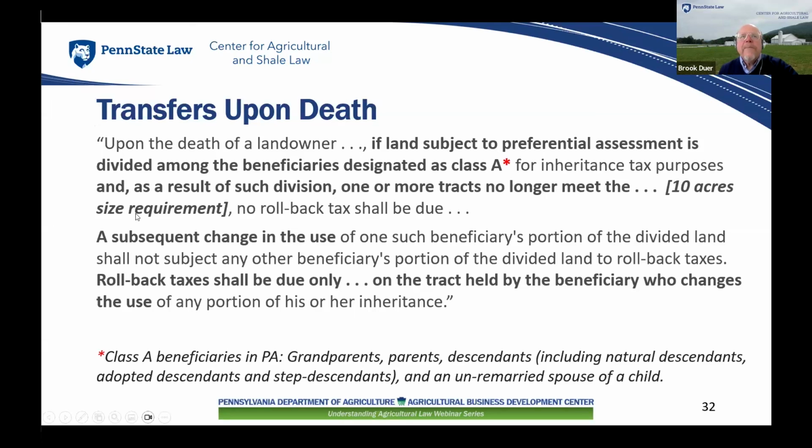Transfers upon death. There is a provision for transfers upon death that if you are in the right class of beneficiaries under Pennsylvania's inheritance tax statute, then a division that brings the lot size under 10 acres that is caused by estate, testate or intestate, administration, then you don't get a rollback.